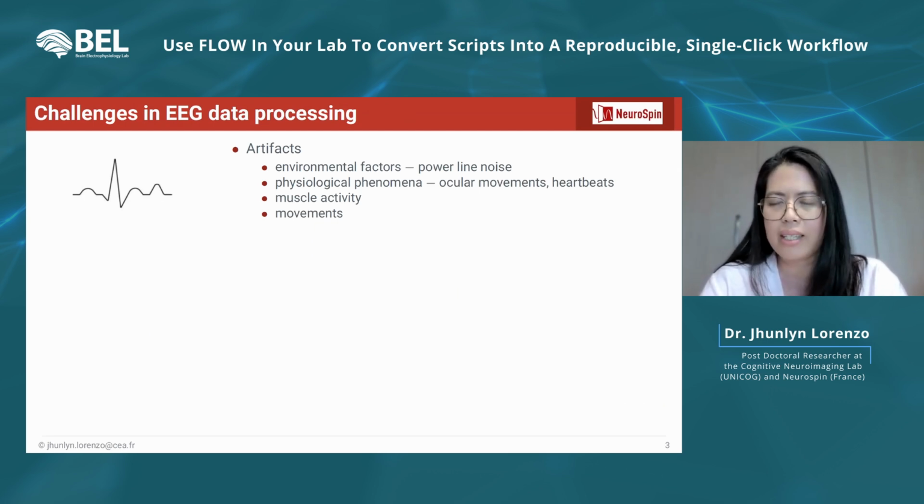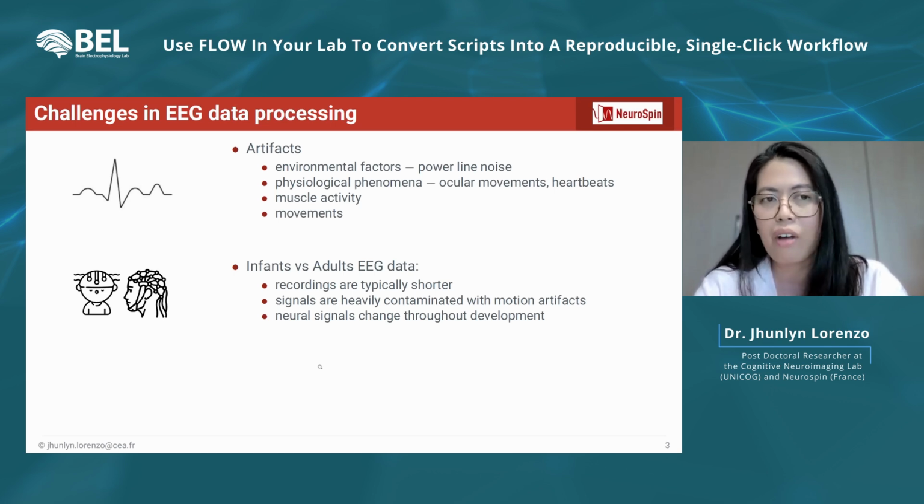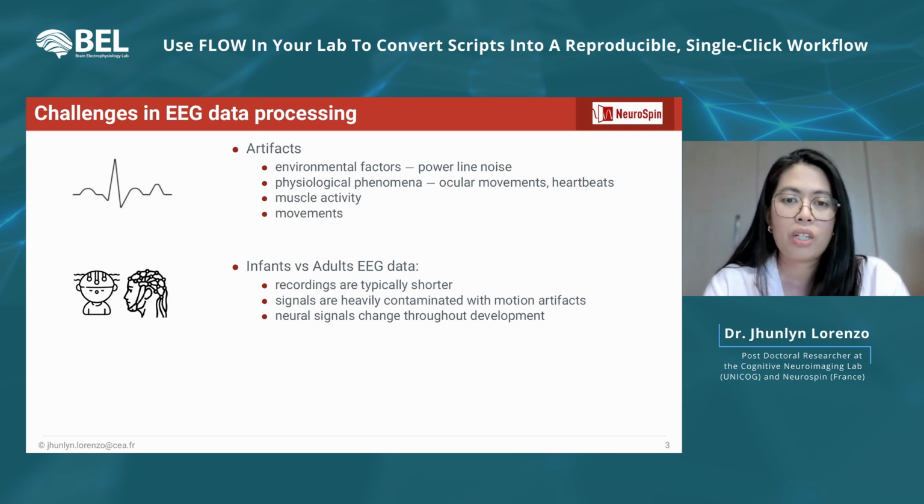brain activities of interest. And infants' EEG are more challenging to handle compared to adults' EEG data because we have shorter recordings, and usually the signals are heavily contaminated with motion artifacts. It's because we cannot ask the babies, for example, to just stay still. And there is also a high signal variability due to maturation. Therefore, complex analyses, such as event-related potential analysis, are more difficult because of the smaller number of trials and also the high variability in data.